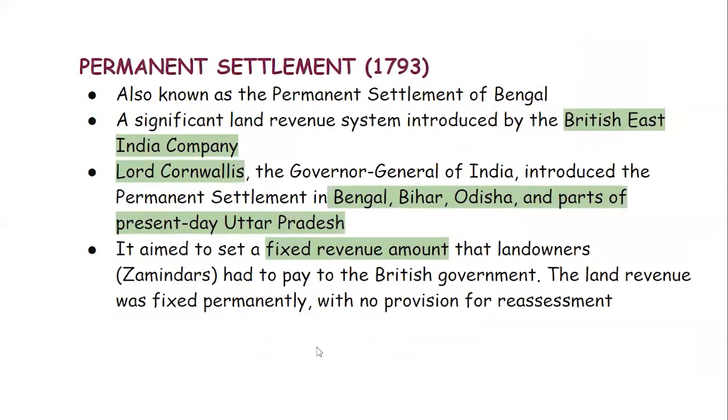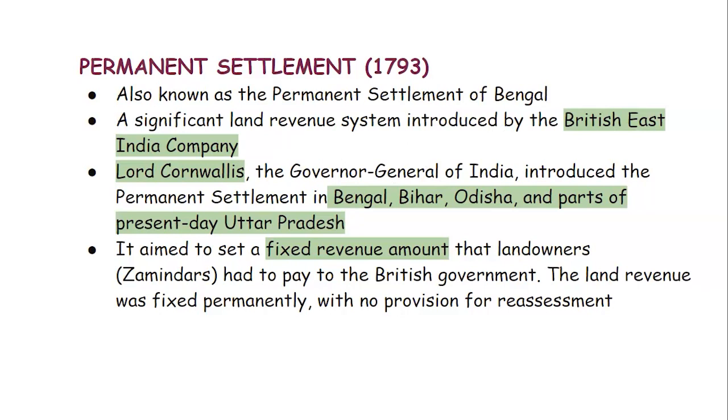The next movement is permanent settlement. 1793. Not a movement. The permanent settlement is also known as the permanent settlement of Bengal. It was a significant land revenue system introduced by the British East India Company in 1793. Lord Cornwallis, the Governor General of India, introduced the permanent settlement in Bengal, Bihar, Odisha, and parts of present-day Uttar Pradesh. It aimed to set a fixed revenue amount that landowners or zamindars were to pay to the British government. The land revenue was fixed permanently with no provision for reassessment.